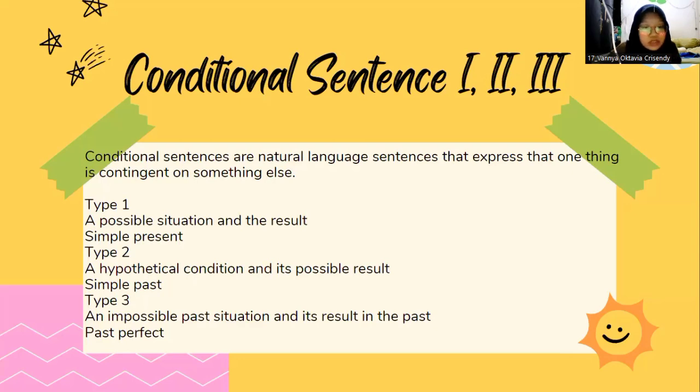Next, the last is conditional sentences 1, 2, and 3. Conditional sentences are natural language sentences that express that one thing is contingent on something else. Type 1 is a possible situation and its result, using the simple present. Type 2 is a hypothetical condition and its possible result, using the simple past. Type 3 is an impossible past situation and its result in the past, using the past perfect.